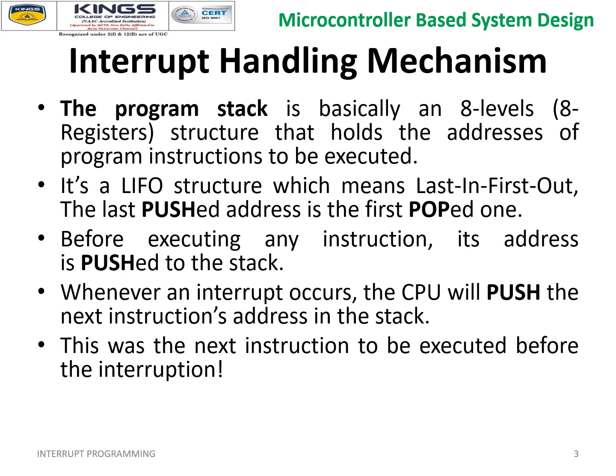Interrupt handling mechanism. Basically, the program stack consists of 8 levels. That means 8 registers are there, and this stack usually holds the addresses of the program instructions to be executed. The stack is a portion of memory. It holds the address of the program counter whenever there is an interrupt. It is a last in, first out structure. Whatever address is stored in the stack last will be retrieved first. That is last in, first out.